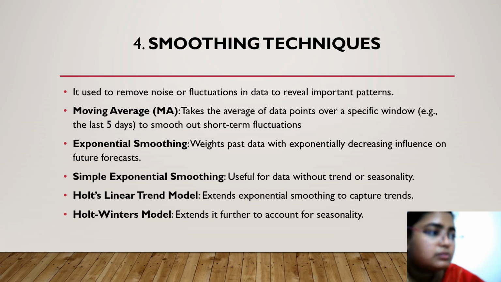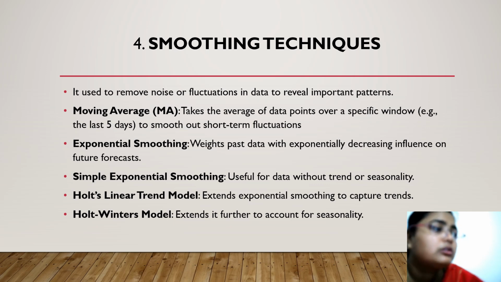Okay, next is the smoothing technique. From the word smoothing itself, we understand that it's the removal of some irrelevant data or irrelevant patterns, that is, removing noise. This is called smoothing technique. Now the first thing for calculation is moving average, that is MA. It takes the average of the data points for a specific window to smooth out short-term fluctuation. So MA is used to remove short-term fluctuation.